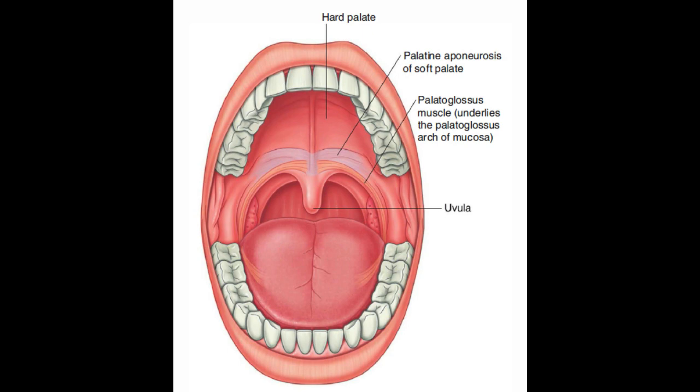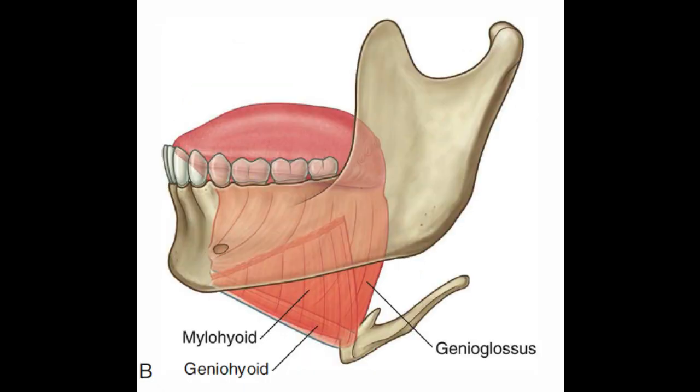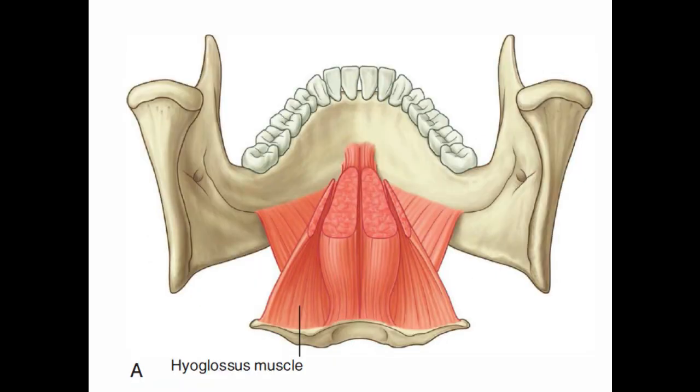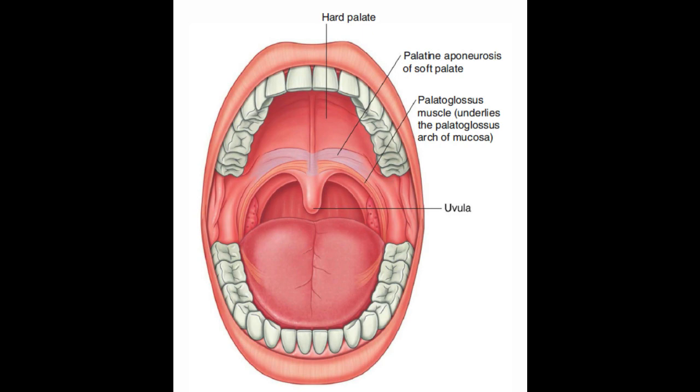And the function of the genioglossus muscle is to protrude the tongue and depress the center of the tongue, whereas the styloglossus is antagonistic to genioglossus. It elevates and retracts the tongue. Similarly, the function of hyoglossus is to depress the tongue, and the function of palatoglossus is to depress the palate, move the palatoglossal fold towards the midline, and elevate the back of the tongue.